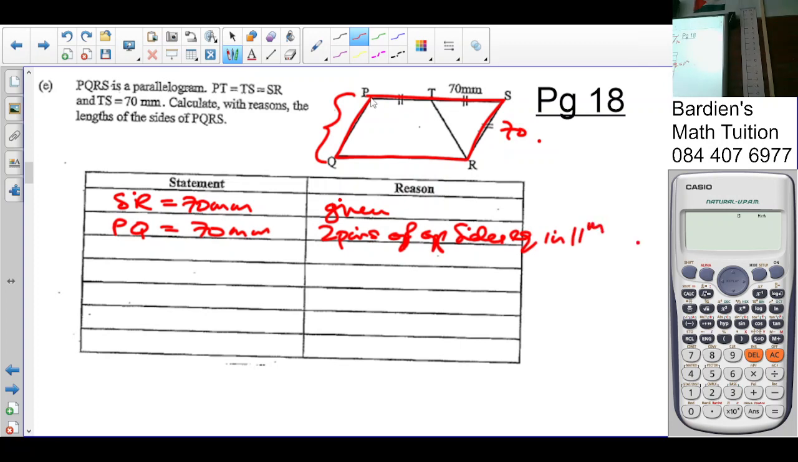Can you see that, people? So for QR, I need to know what PS is. Let's say you just put the statement and you don't put the reason, how much can you lose? Lose half the marks. You see, in geometry, it's not only about having the right answer. It's about your argument, your logic.